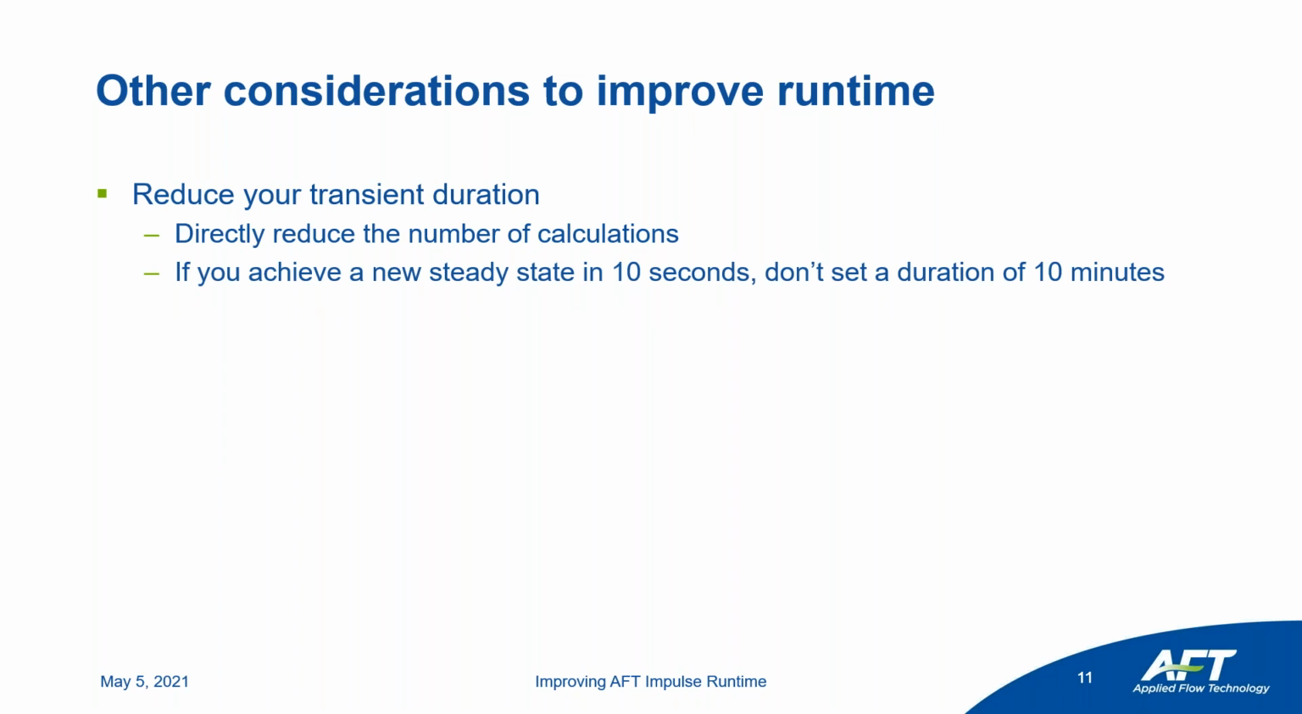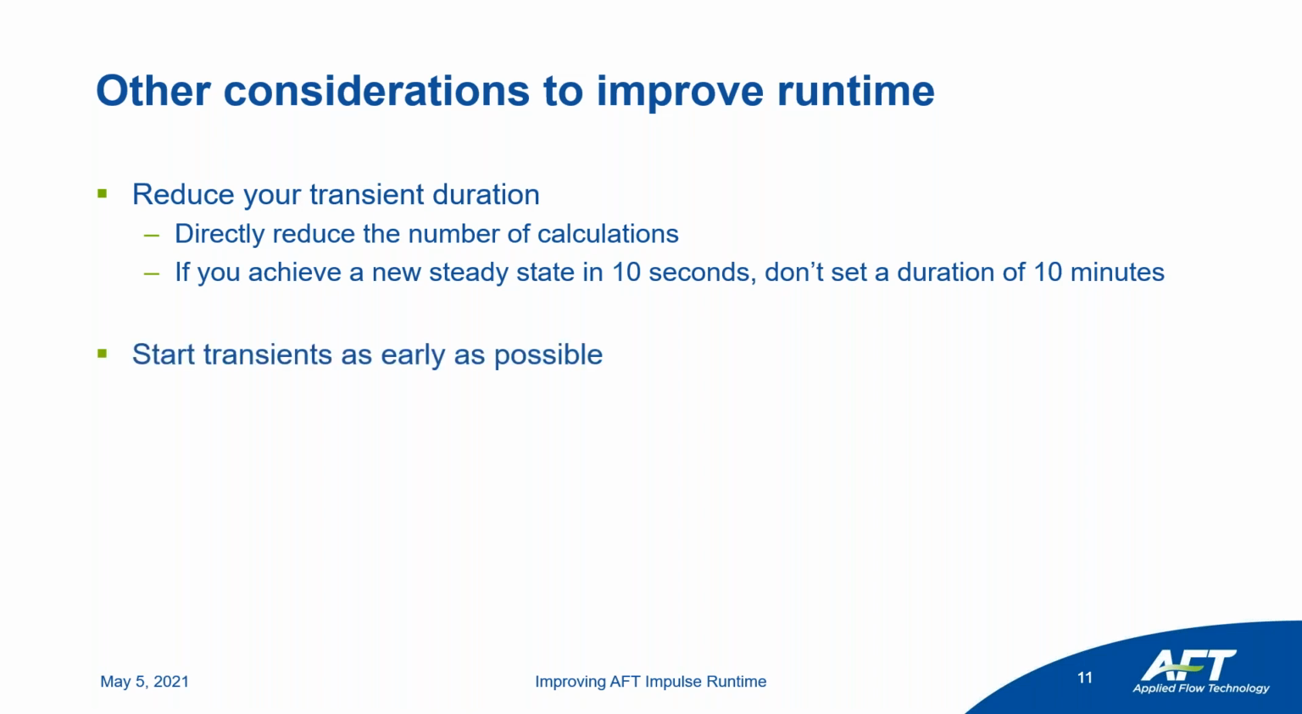a duration of 10 minutes because a lot of that time at the end is just going to be wasted calculating steady state. It's not tracking how a signal is moving through a system because everything is equilibrated. 10 minutes is a bit of an extreme example, but the same concept applies if you have a 30-second transient. Just use engineering judgment there.